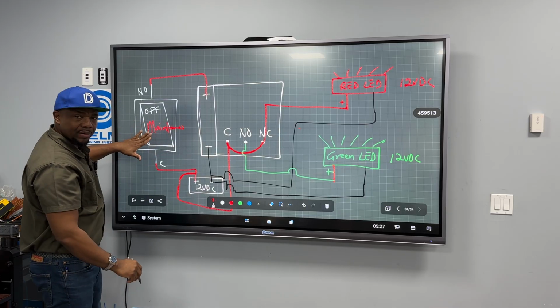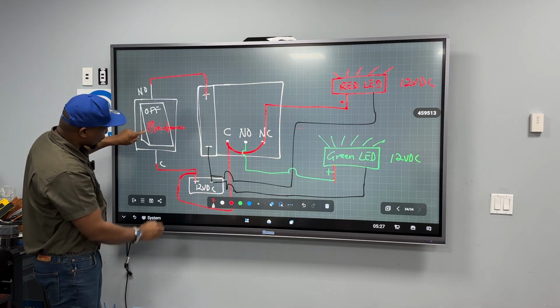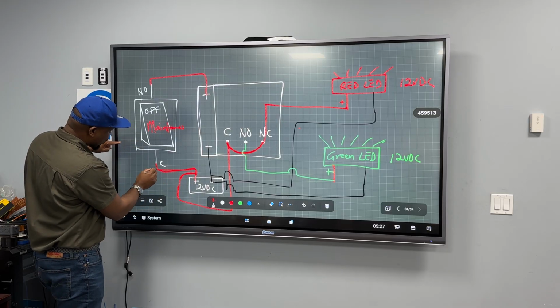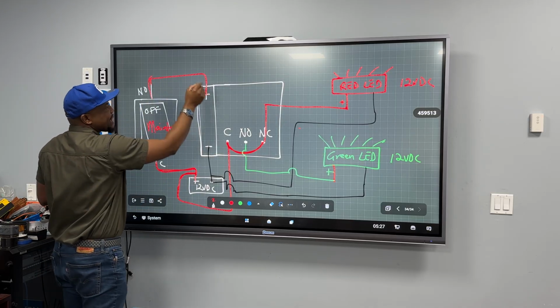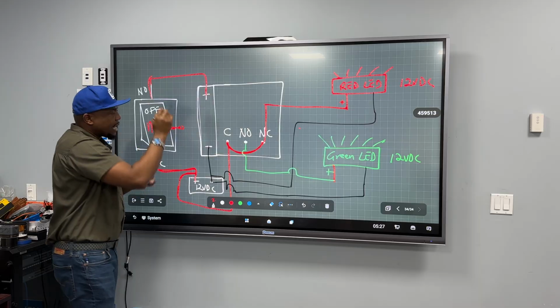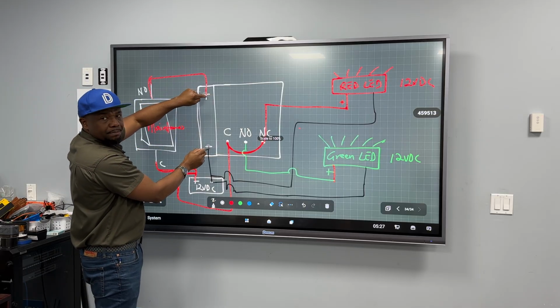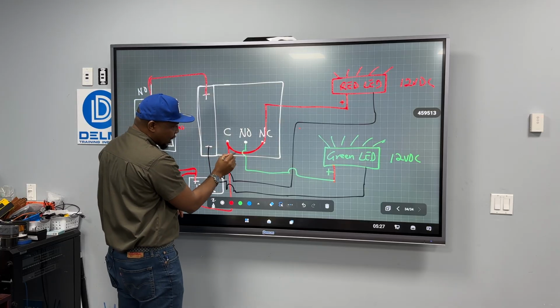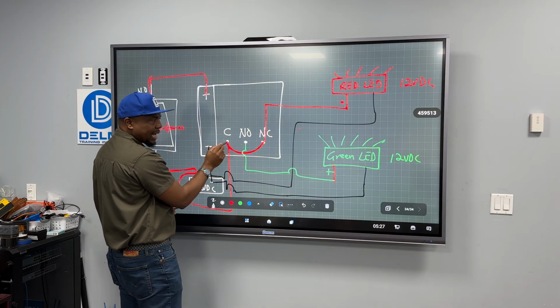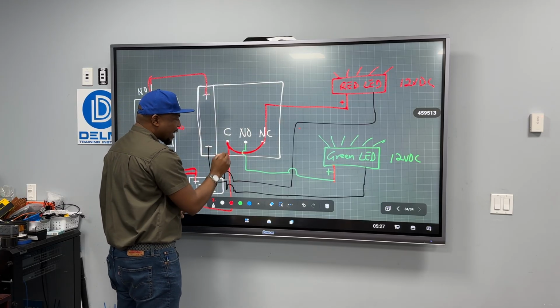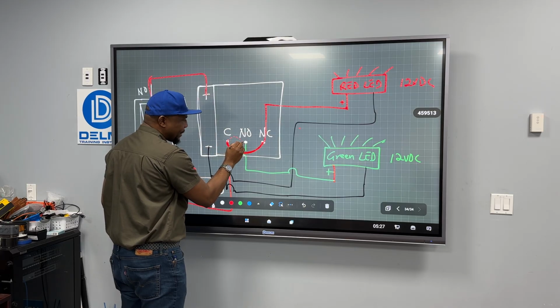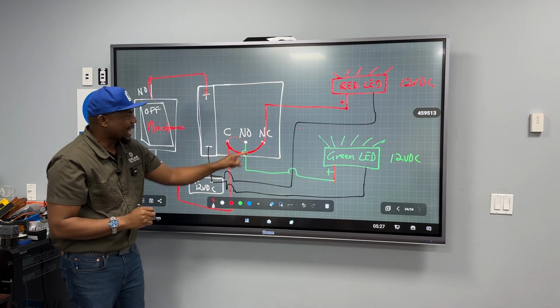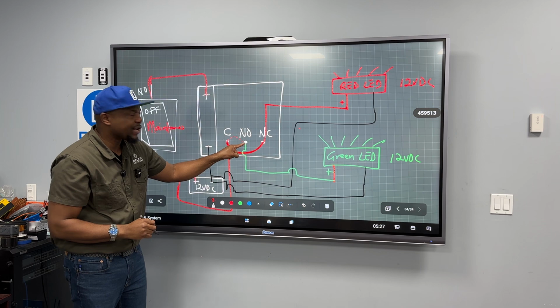I push this down, it's going to stay. Now, what is going to happen? That 12 volts is going to come here, go out from here, it's going to come here. The moment I activate this position of the coil, it's going to force the connection that goes between common and normally closed to now come to common and normally open. So that voltage that was here is now here.